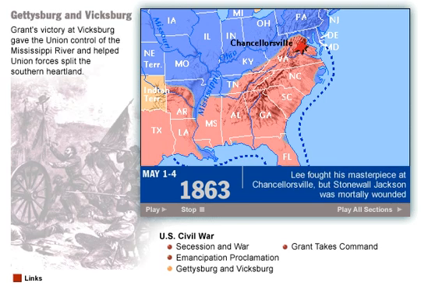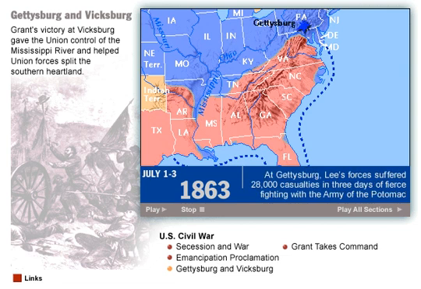At the Battle of Chancellorsville, in May, Lee fought his masterpiece. But Chancellorsville was a Pyrrhic victory. It cost the life of Stonewall Jackson. Without Jackson, Lee's bid for a victory on Northern soil failed at Gettysburg.